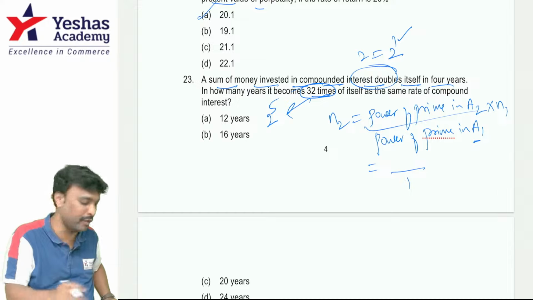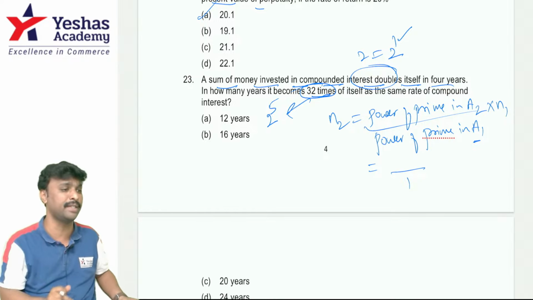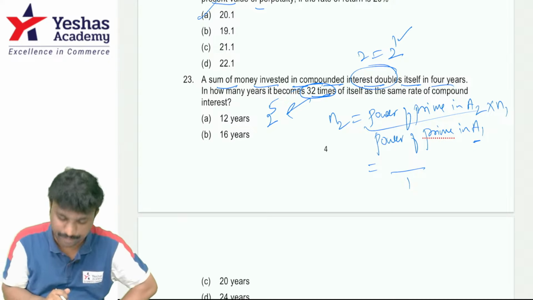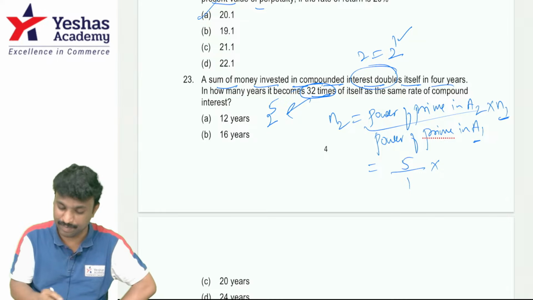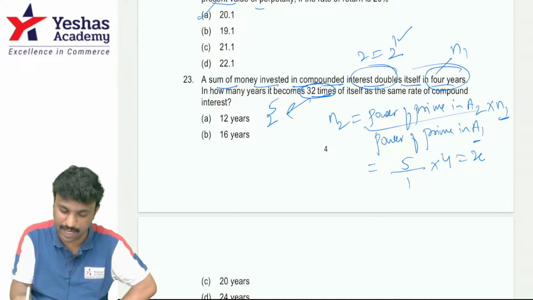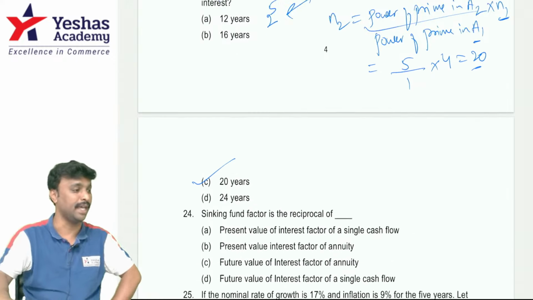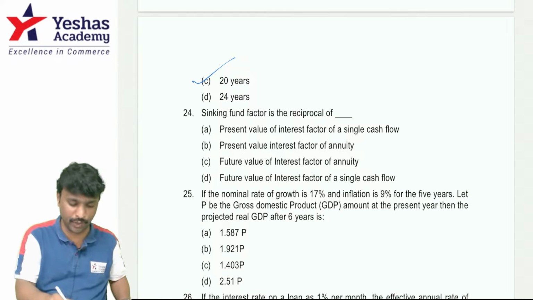It's 2 power 5. If you don't know, type 2, press into, and keep on pressing equal until you get 32. The counter number is 6, so the actual power is 5. So it is 5 here, into n1, the time taken for the first amount, which is 4. 5 fours are 20, therefore option C is the right answer. Have you understood? Moving on to the next question, 24th.